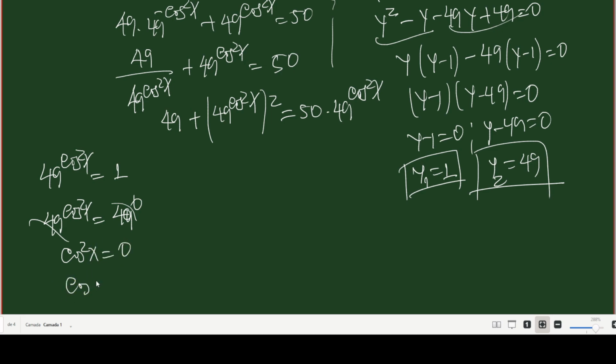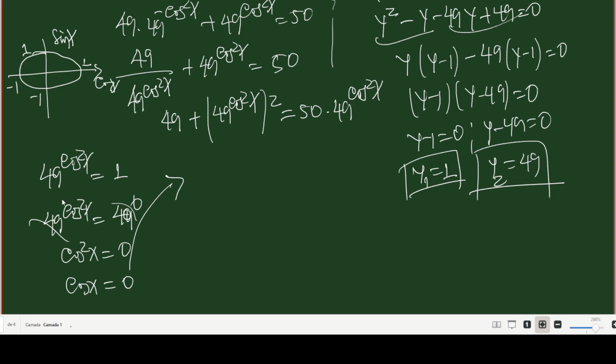So it means that cos of x is equal to 0, because the square root of 0 is 0. And if we go to the unit circle, we have cos of x and sine of x. We have 1 and 1, -1 and -1, and 0. And if we have cos of x equals 0, what should be the value of x in our unit circle?